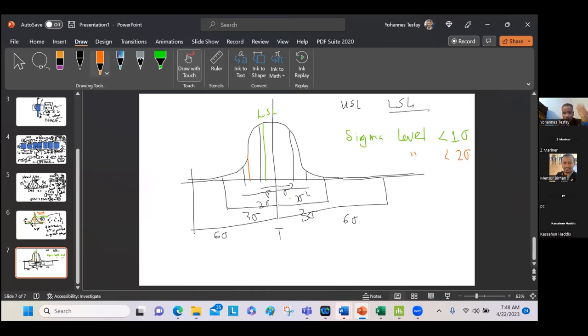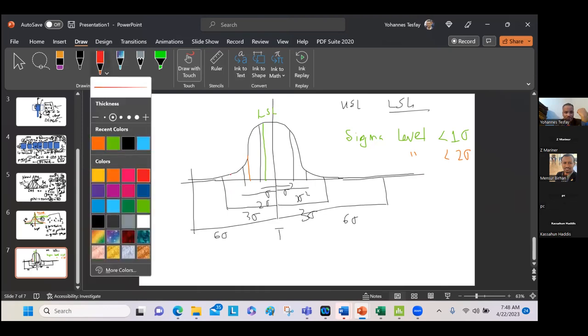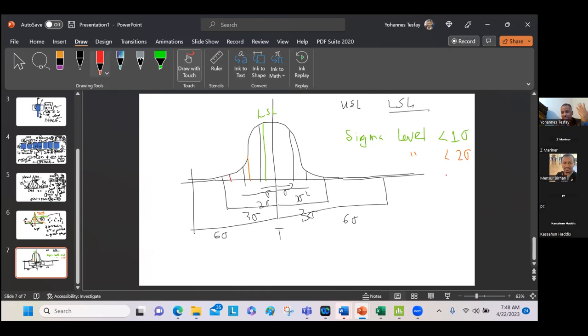2 sigma. What about if your upper specification limit is somewhere here? That is less than 3 sigma, and so forth. Similarly, if this is your upper specification limit, and in this scenario it is right here, so how many sigma? 1, 2, 3. So this process is also less than 3 sigma. You see, it's going to be just like that.